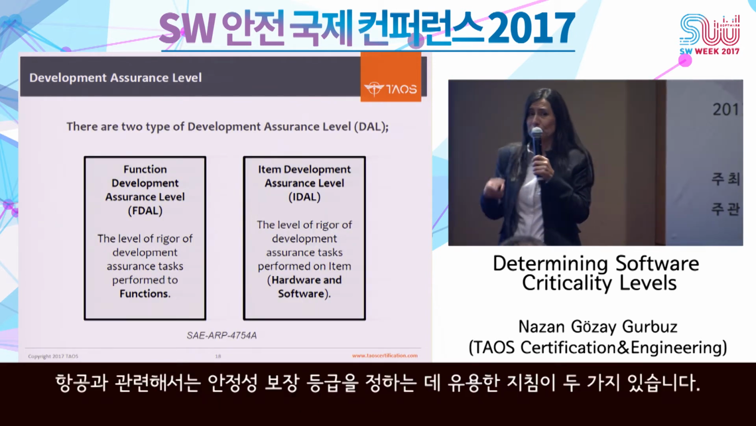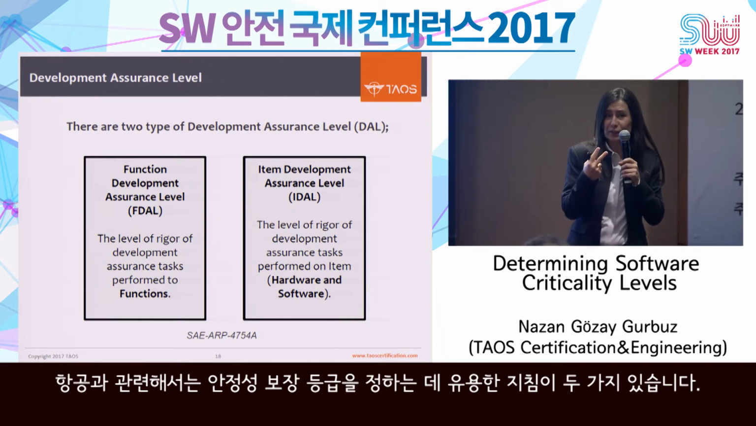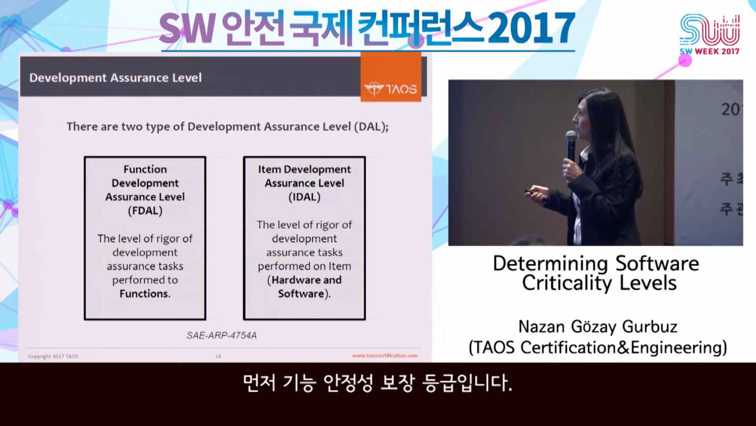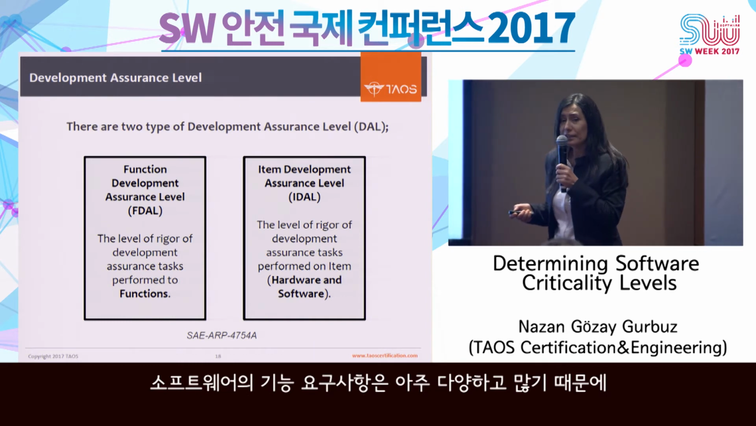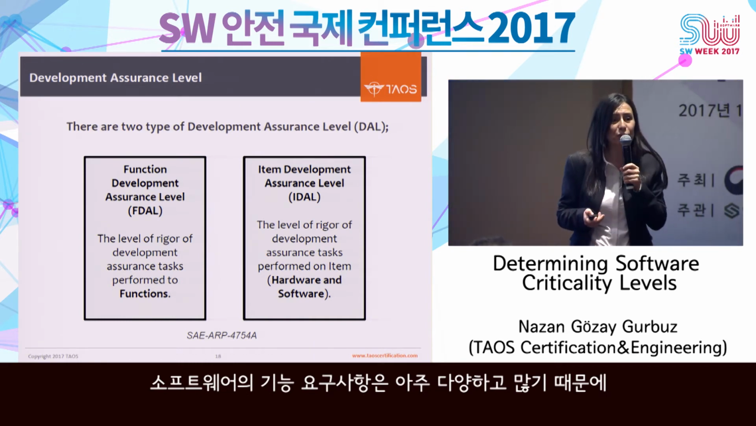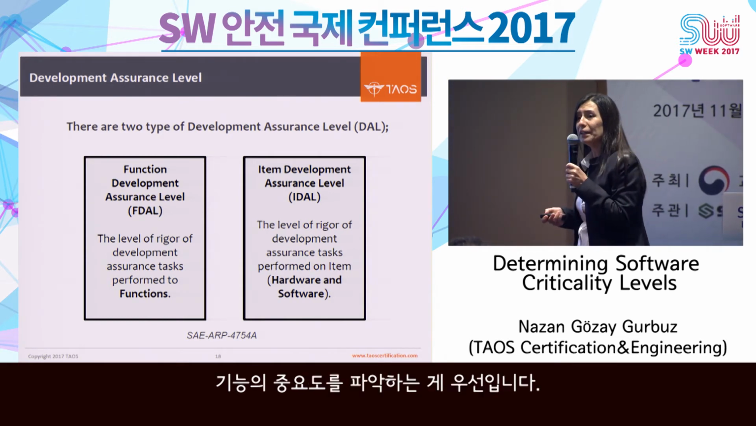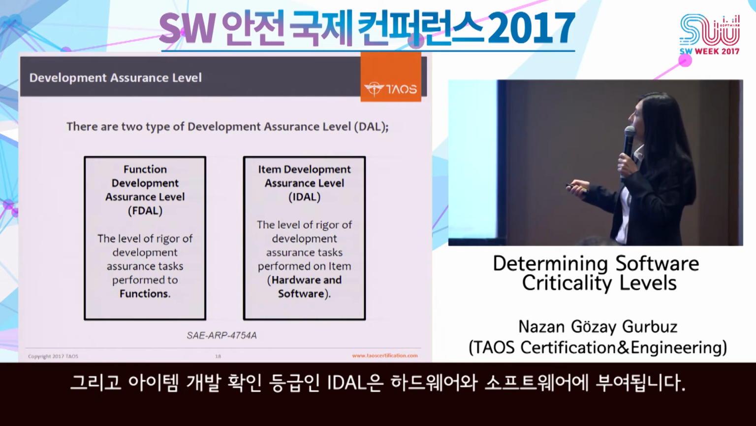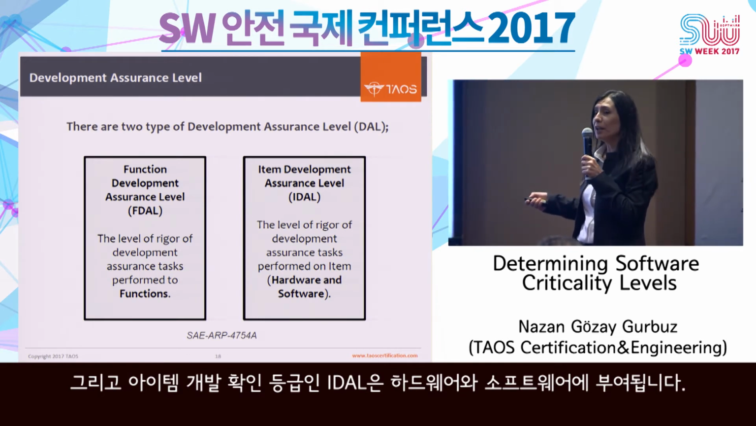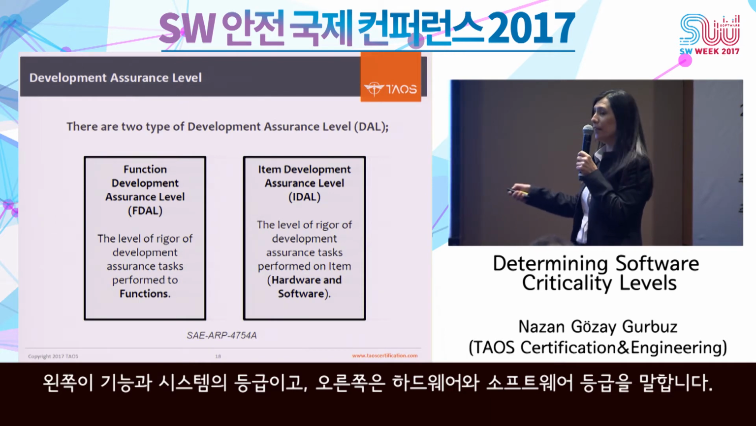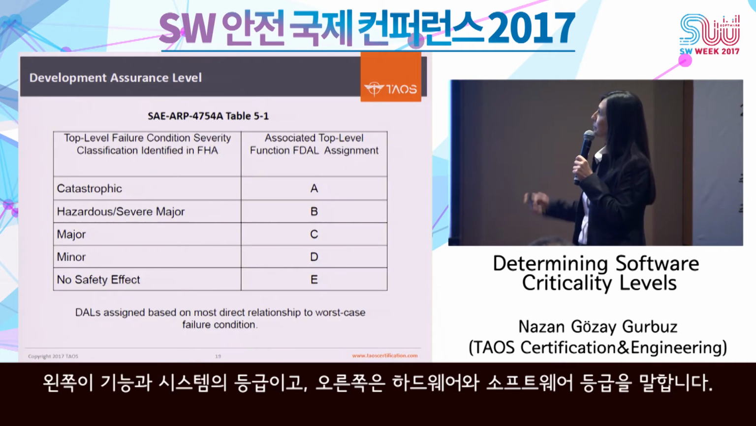In aviation, we have two different development assurance level assignments in the best practice guidelines. One is FDAL, Functional Development Assurance Level, assigned to function. Software does functional requirements, so many functional requirements, so we need to identify the function criticality first. And IDAL, Item Development Assurance Level, is assigned to hardware and software. FDAL is more function and system level. IDAL is hardware and software level.